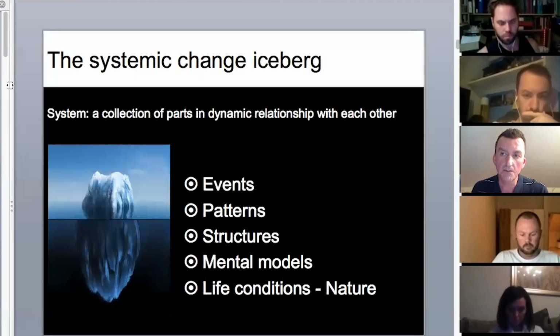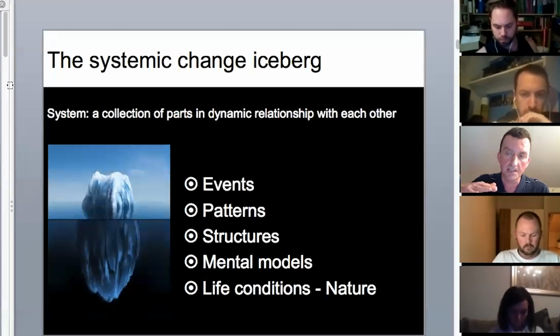If you've got wicked problems in systems, again with people or organizations, you need to go below the structures to the mental models and the life conditions that are sitting right at the bottom, that are creating the worldview that's creating the rest of the system above it. And those mental models and life conditions, what we might call nature, are in a co-creative relationship with each other. And this is where we move into spiral dynamics. This is what spiral dynamics is about.